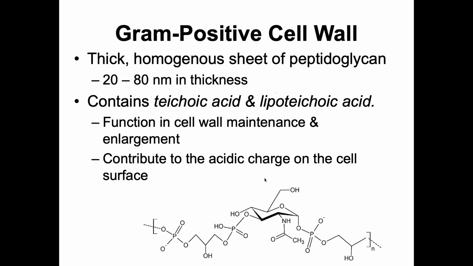Okay, so teichoic and lipoteichoic acid help the cell wall to be more stable and to get bigger. It's like a scaffold to build the wall off of. And they also provide a negative charge on the cell surface, okay? And that can be protective for the bacteria as well.